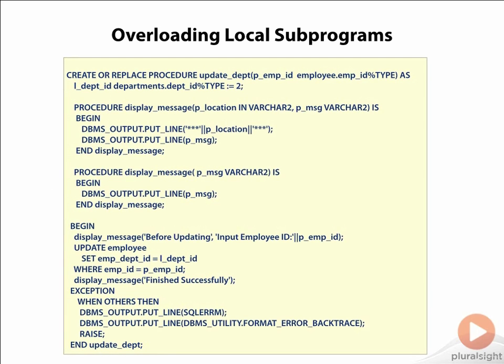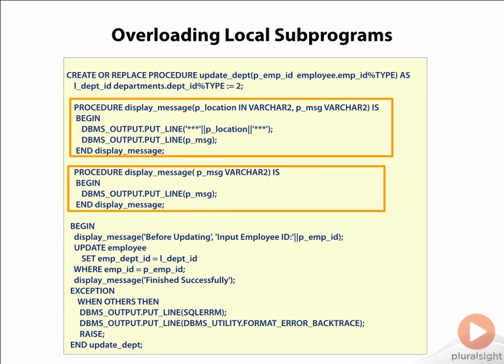Here is an example of overloading local subprograms. Inside the main procedure update DPT, we have defined two local subprograms with the same name display message. One takes in two parameters, pLocation of type varchar2 and pMessage of type varchar2, both in the in mode. The other subprogram takes in only one parameter, pMessage of type varchar2 in the in mode.